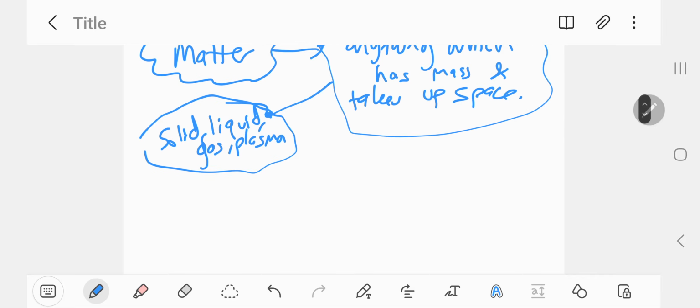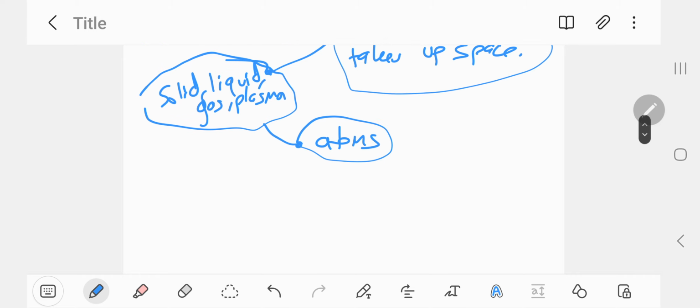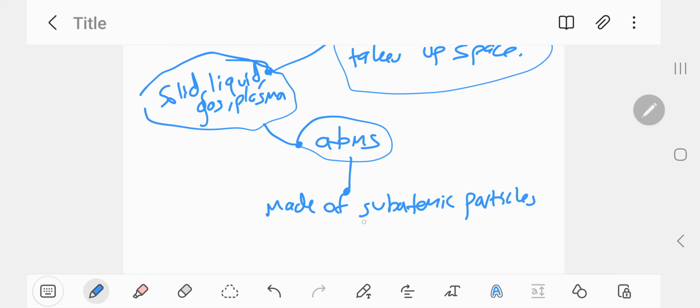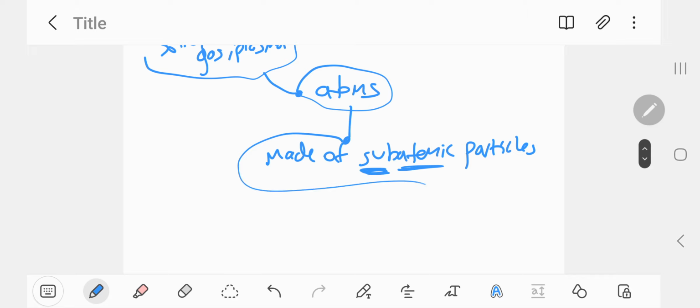And solid, liquid, gas, plasma, they're typically made of atoms. Okay, the word atom comes from the Greek word atomos, meaning indivisible. But we now know that atoms aren't actually indivisible, they're divisible, which means they're made of smaller particles. So they're made of subatomic particles. Subatomic, sub means smaller than, atomic means atom related, so anything smaller than an atom, that's called a subatomic particle.